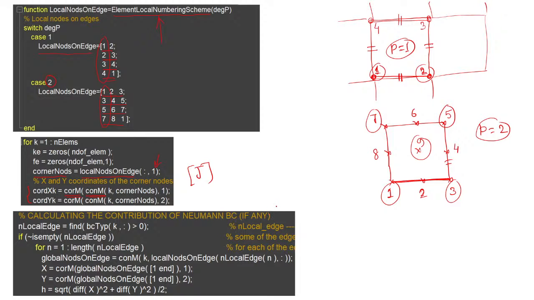Alright, similarly when we integrated the Neumann boundary, we need the length of the element h, because that appears as h by 2 as the Jacobian during numerical integration. In that case also we are using the same variable, which helps us find the coordinates of the corner nodes. Once we know the coordinates we can find the length of the edge. So that is how it has been used in the code.